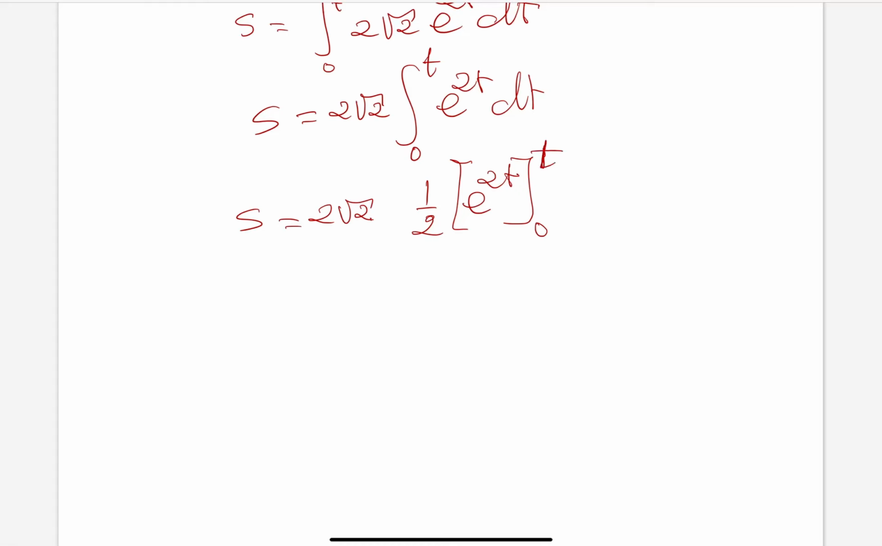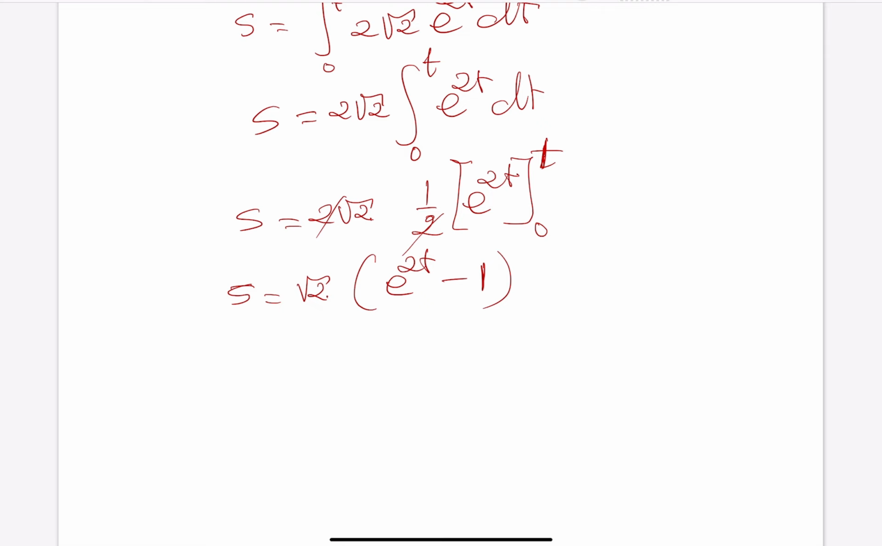From 0 to t. Okay, here you can tell the 2 will cancel out, and we can have s is square root of 2, and then we can have 2 e to t minus 1, because e to the 0 is just 1. That's why we have 1 here. And then we can have, okay, that's s.